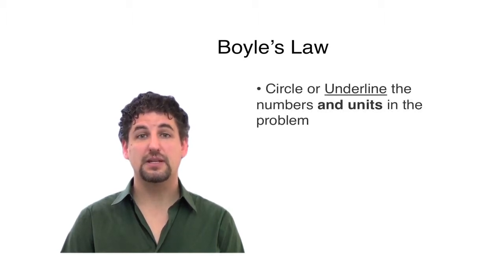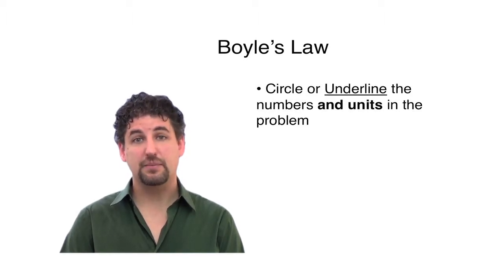Okay, in this video we're going to show you how to solve a Boyle's Law problem. So the first thing that you need to do is don't panic, okay? Just read the problem slowly, and I want you to either circle or underline the numbers and the units that are mentioned in the problem. Now this is going to follow to the next step, which is decoding the problem, okay?